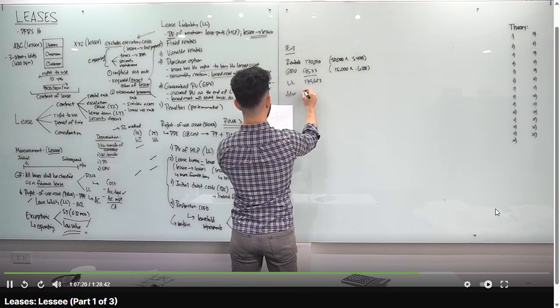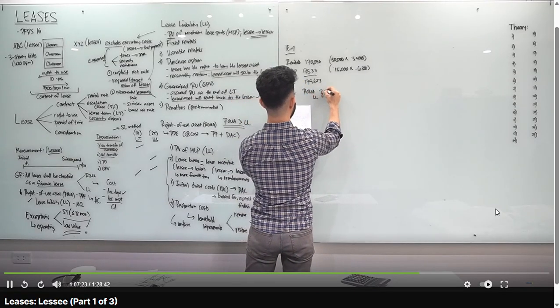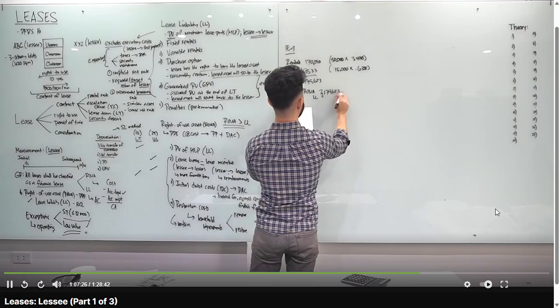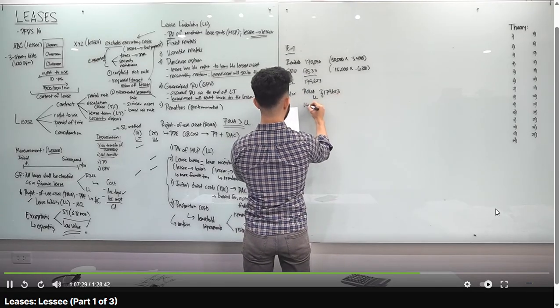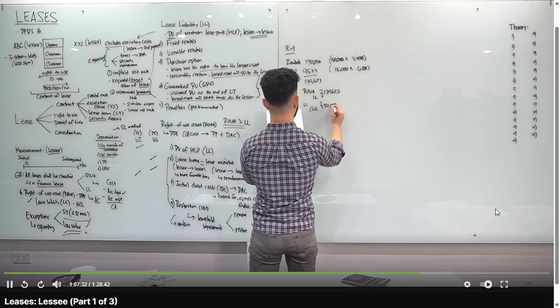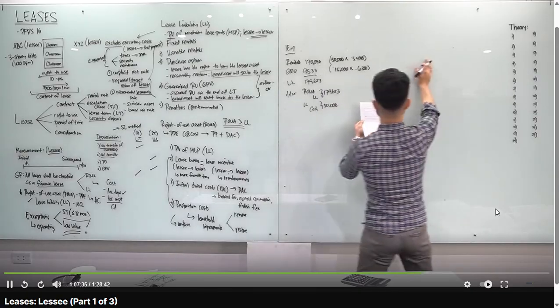Journal entry, January 1, 2025, debit ROA, credit lease liability, 179,623. Bayaran din natin, same day, yung first payment na 50,000, debit lease liability, credit cash, 50,000. Let's go to December 31. Pero gawa muna tayo ng amortization table.